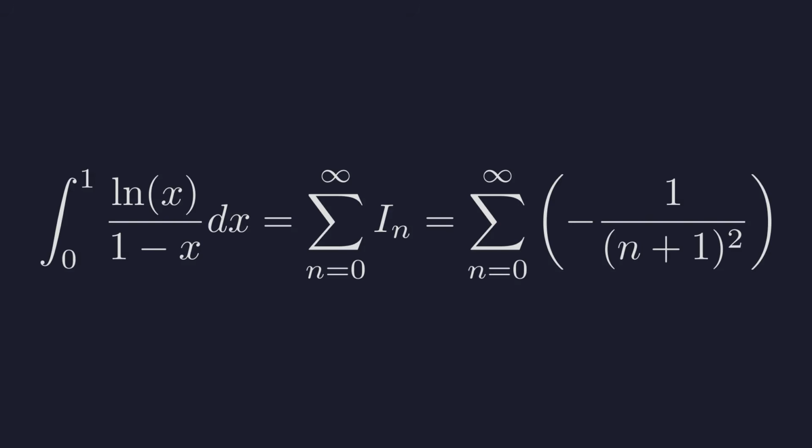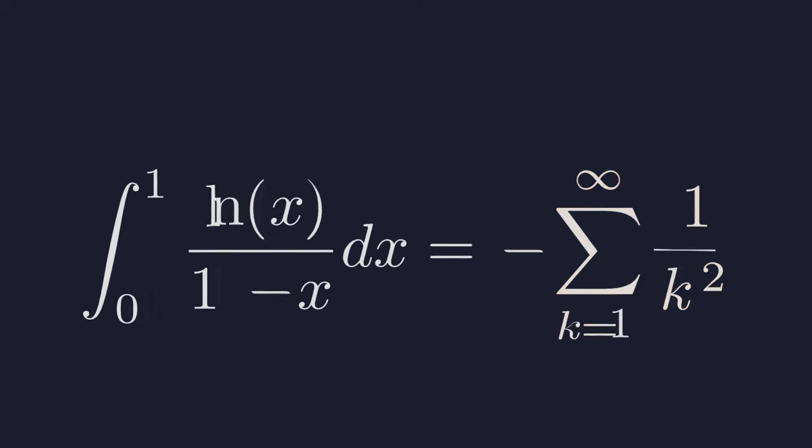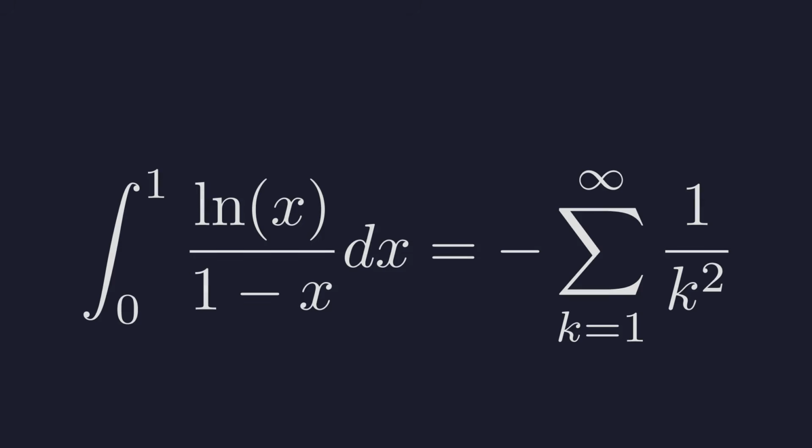We are now ready to assemble the final answer, which leads us to a legendary problem in the history of mathematics. We substitute our result for capital I sub n back into the summation. We can pull the negative sign out of the sum. Let's analyze this sum. It's the sum of the reciprocals of the squares of all positive integers. A simple substitution makes this clear. Let k equal n plus 1. When n is 0, k is 1. So the sum now goes from k equals 1 to infinity.